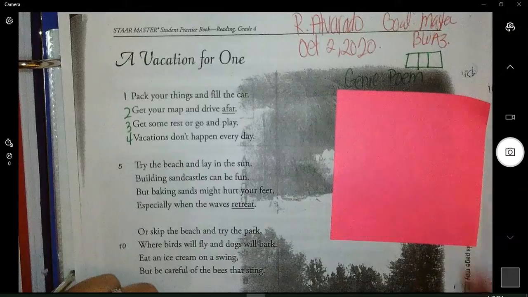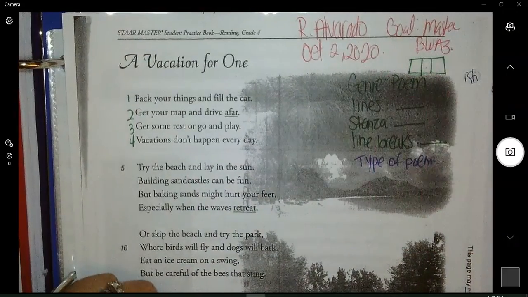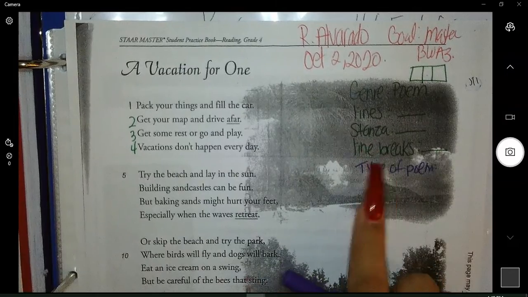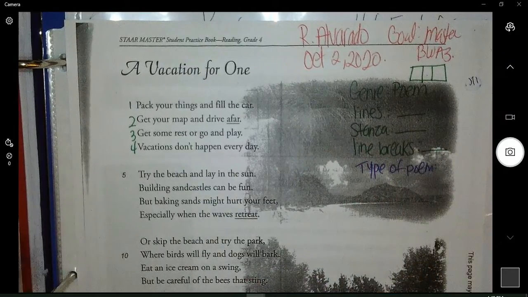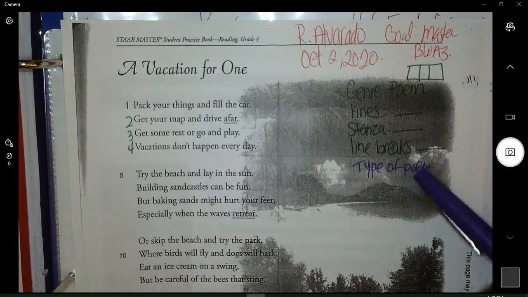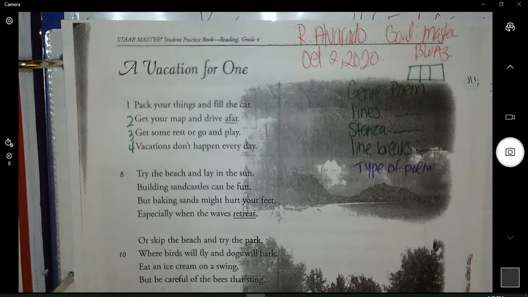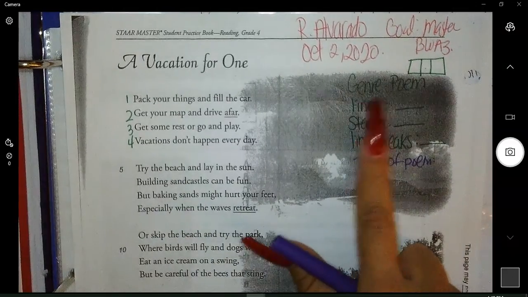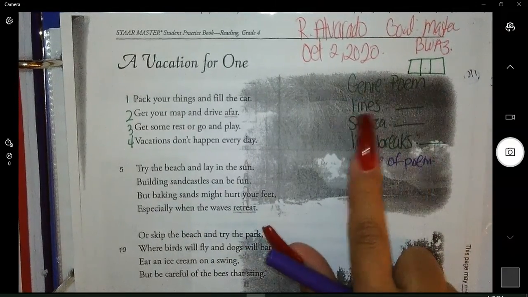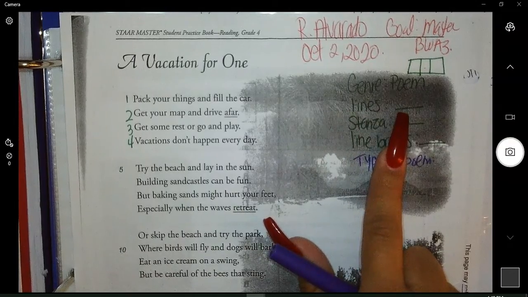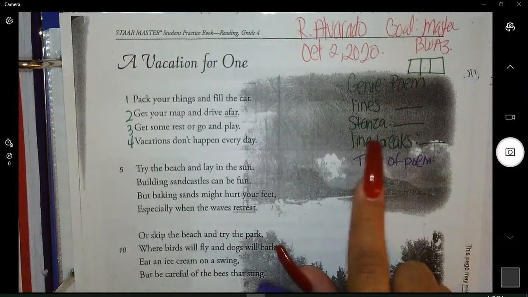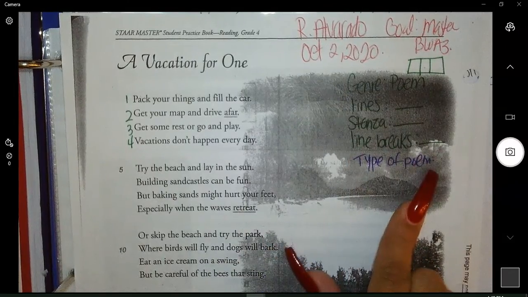So I know that a poem, I need to label my lines, stanzas, line breaks, and the type of poem. So is it lyrical, narrative, humorous, or free verse? So anything I write, you must write. So make sure you're writing this down. So you're writing the genre is a poem. Lines, so we're going to start numbering our lines in a second. Stanza, we need to also number our stanzas, our line breaks, and then the type of poem.